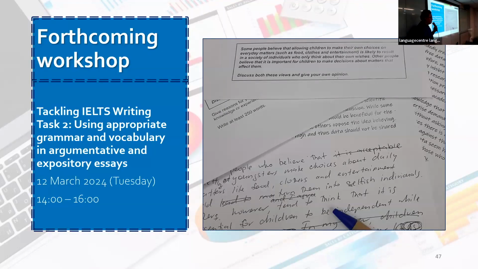So just to remind you that I will have another workshop next Tuesday. Next time I will talk about task 2. This time I talk about task 1, so next time task 2. On the same topic, the use of grammar and vocabulary for task 2.